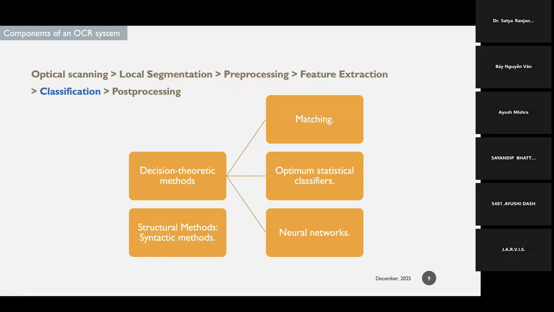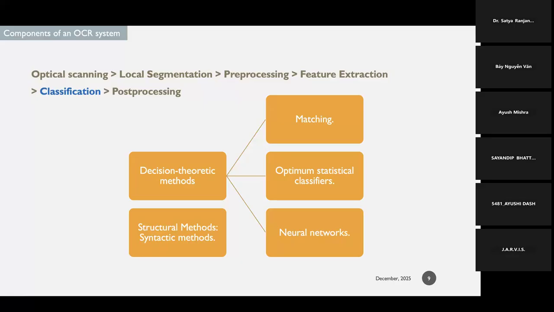For instance, if we know that the character consists of one vertical and one horizontal stroke, it may be either an L or a T, and the relationship between the two strokes is needed to distinguish the character. A structural approach is then needed. So first, let's go through the decision theoretic method.